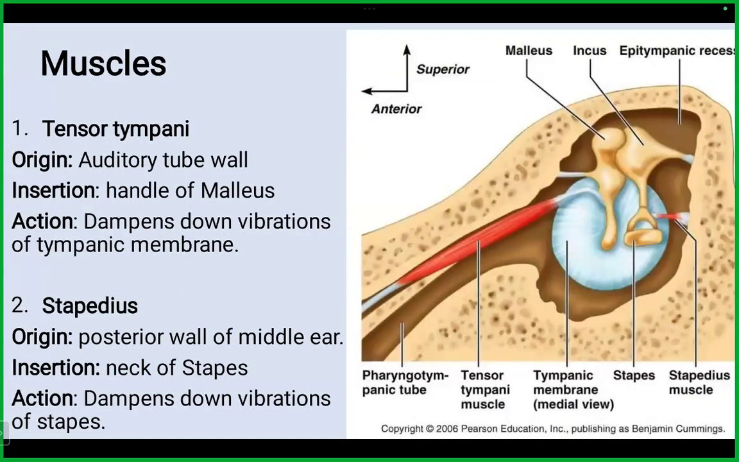Muscles. We have two muscles in the ear. Tensor tympani originates from the auditory tube wall and inserts into the handle of the malleus. Action: it damps down the vibration of the tympanic membrane. Stapedius muscle originates from the posterior wall of the middle ear and inserts into the neck of the stapes. Action: it damps down the vibration of the stapes.